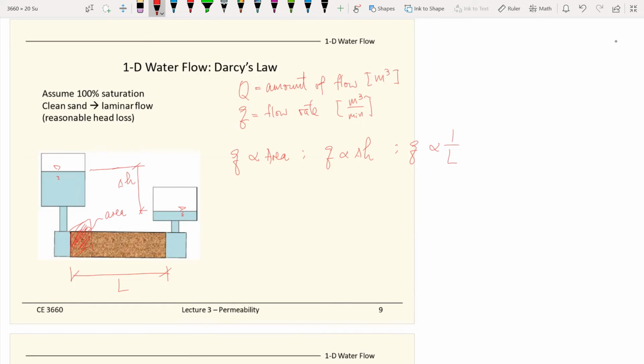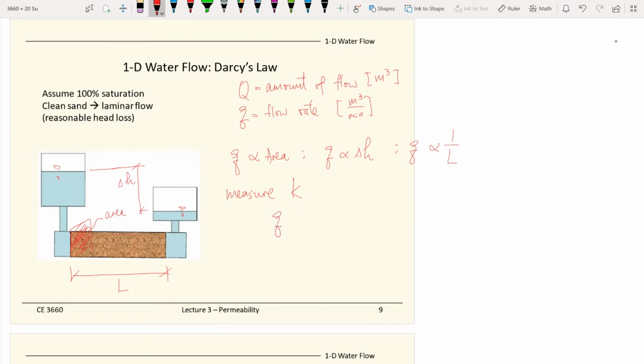So the longer the soil sample you have, the slower the rate will be. So the shorter the sample is, the quicker the water flow rate will be. And we want to measure the hydraulic conductivities, or the coefficient of permeability, and we take advantage of the three observations we talked about.